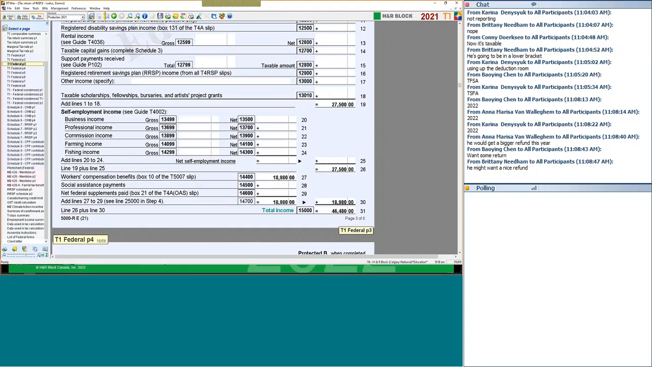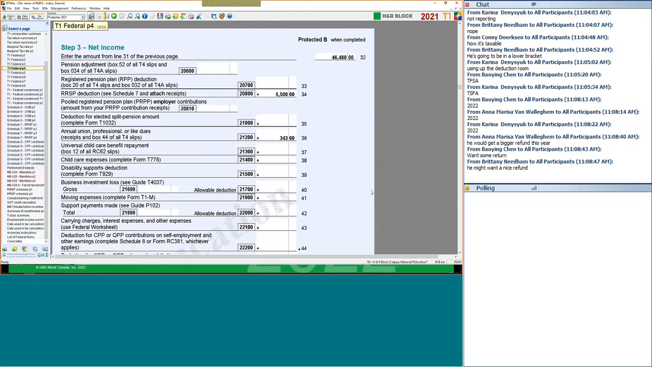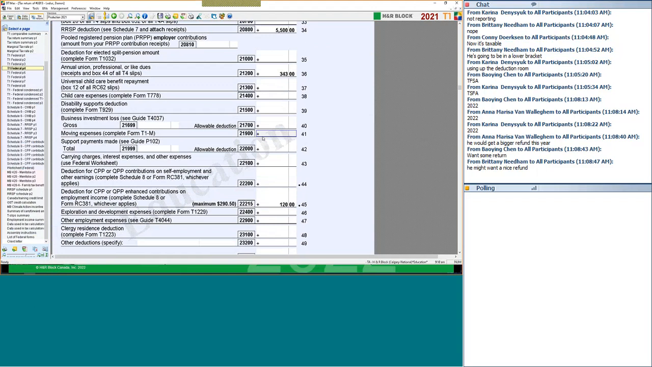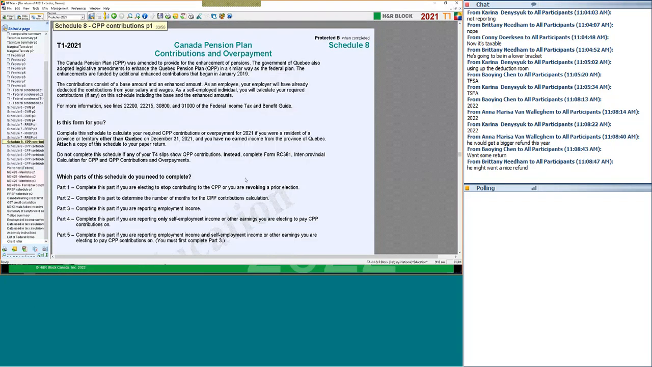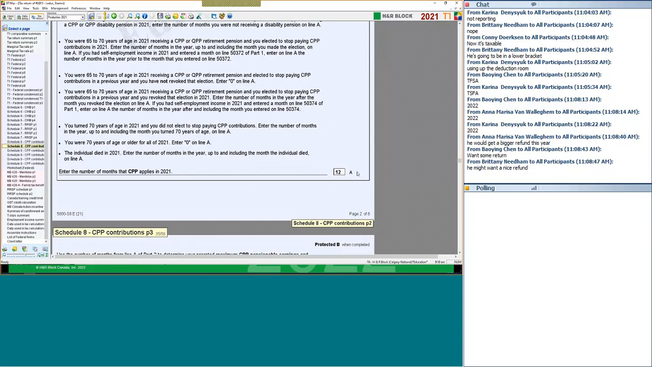So total income, 46,480. Net income, we're going to take off RSP, we're going to take off union dues, and then CPP, we're of course going to do a Schedule 8 for that. We haven't looked at these in a while, so I'm going to remind you, we need a box A. In his case, it's 12. Even though he didn't work for 12 months, he was pensionable for 12 months. Had he worked, he would have to pay CPP. So 12 goes in box A.